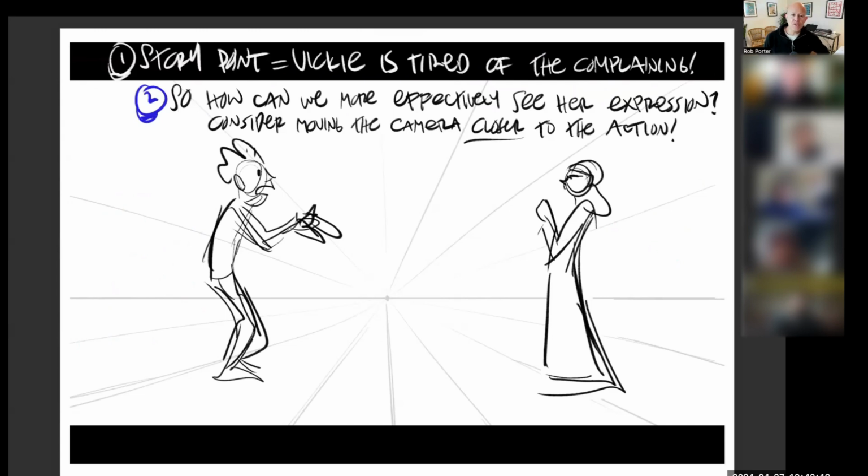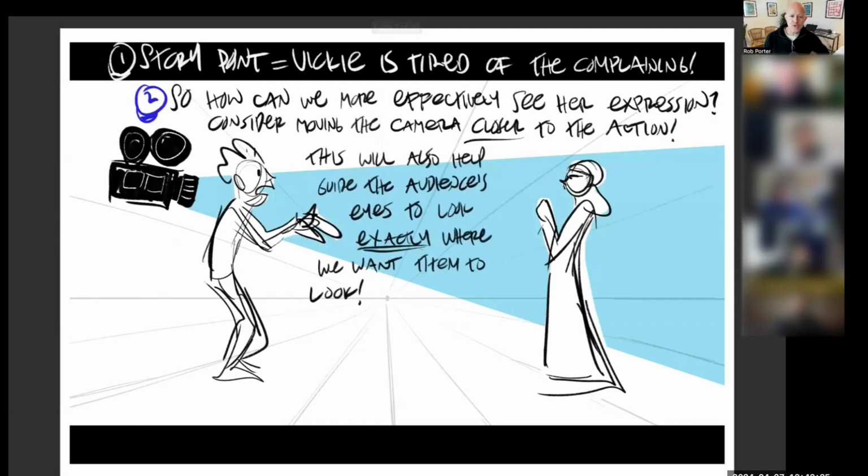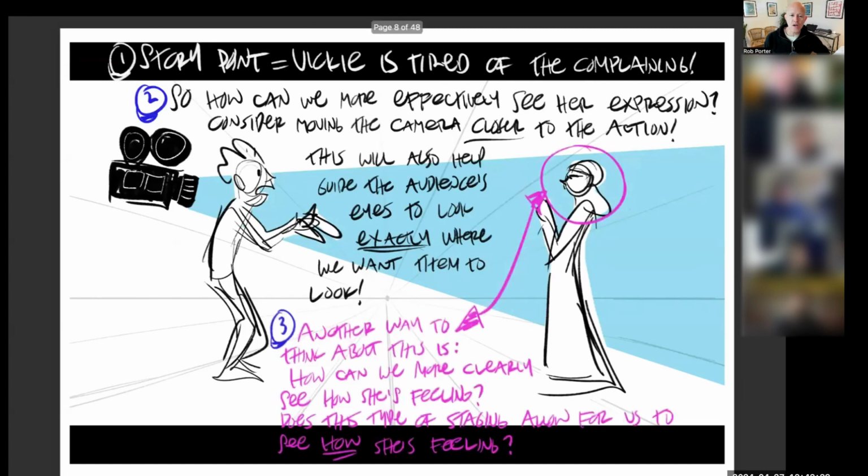So how about we consider moving the camera closer to the action? We'll put the camera over his shoulder, and this will also help guide the audience's eyes to look exactly where we want them to look. And another way to think about this is, how can we more clearly see how she's feeling? Does this type of staging allow us to see how she's feeling in this wide proscenium shot? Does it allow us to see that?